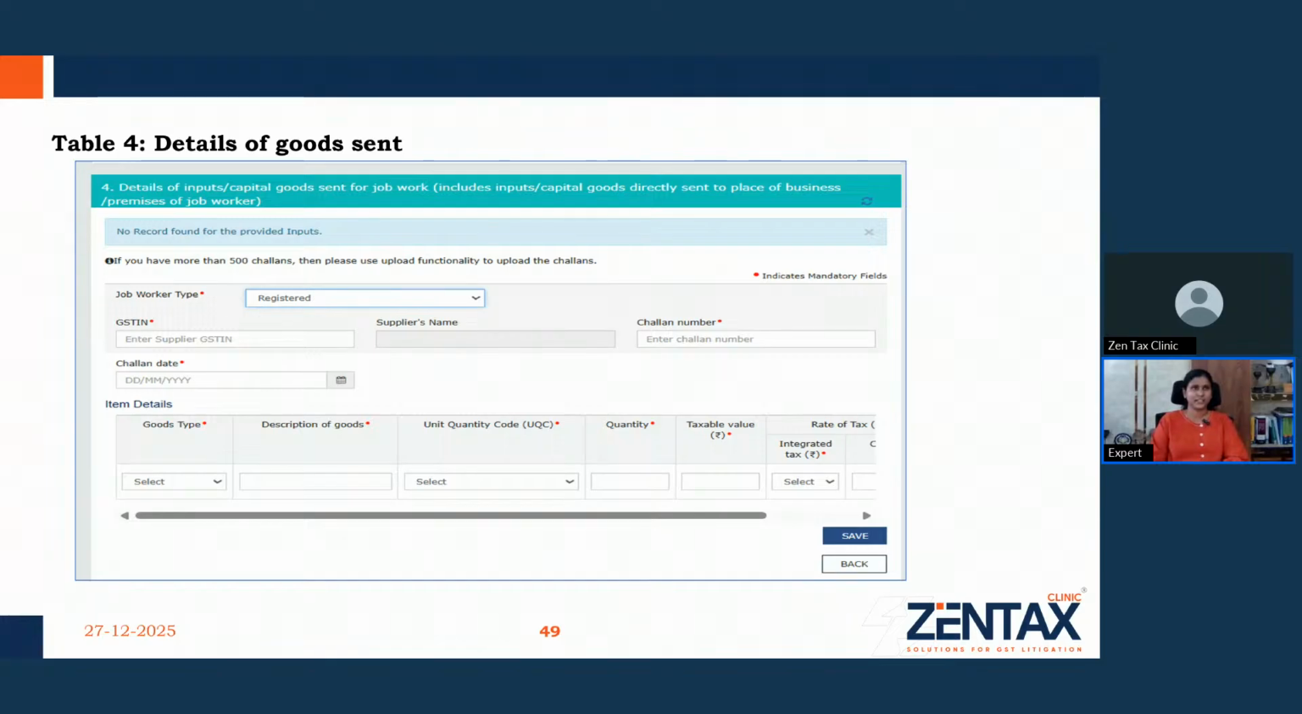This is table 4, that is details of goods sent for job work directly to job worker's place of business. Here we need to mention whether the job worker is a registered person or he is an unregistered person. If he is a registered person, we need to mention the GST details, the challan number, the challan date, and we need to give the item-wise details. That is the type of goods we are sending, then the description of goods, then the unit, that is the unit of measurement, unit quantity code, then the actual quantity of goods sent, then the taxable value and the rate of tax shall be mentioned here.